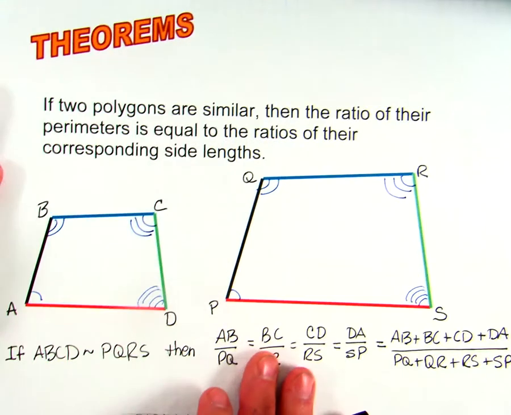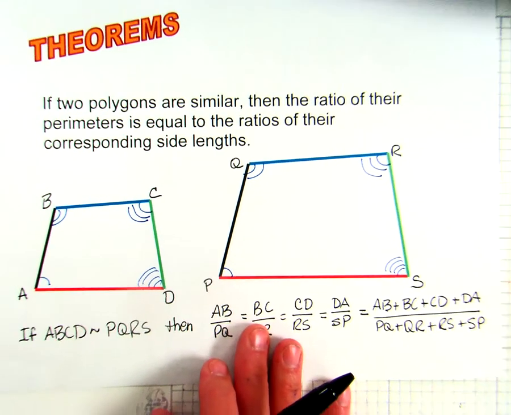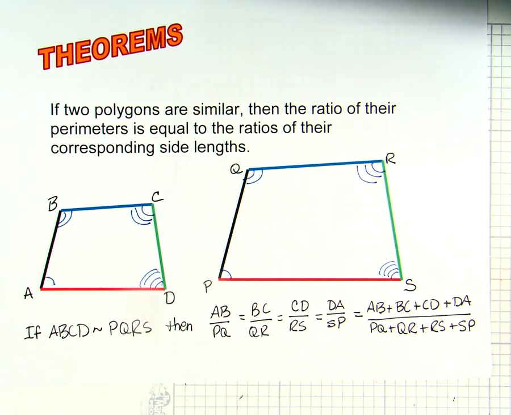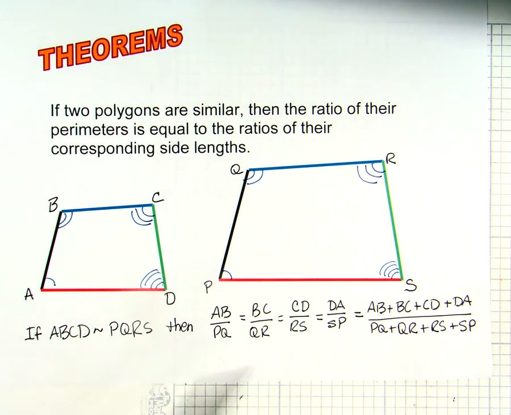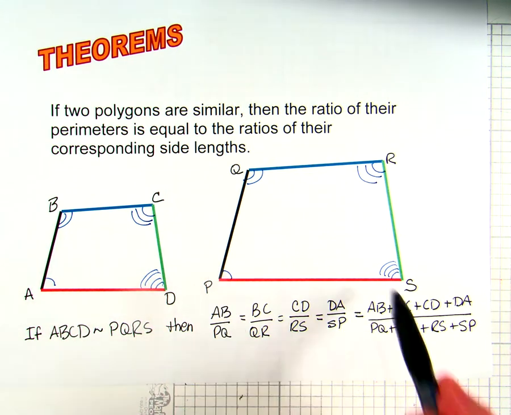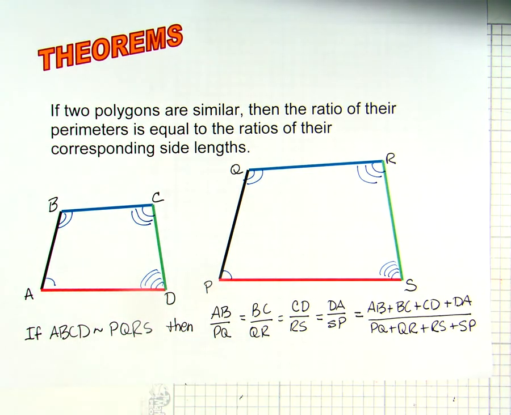So let's look at a theorem that has to do with this. You're already very familiar with using this. You might not be recalling that it also works for the perimeter. So here we have that quadrilateral ABCD is similar to quadrilateral PQRS. By the definition, the sides are proportional. The corresponding sides provide proportions, but also all of the linear measurements in it are also proportional.